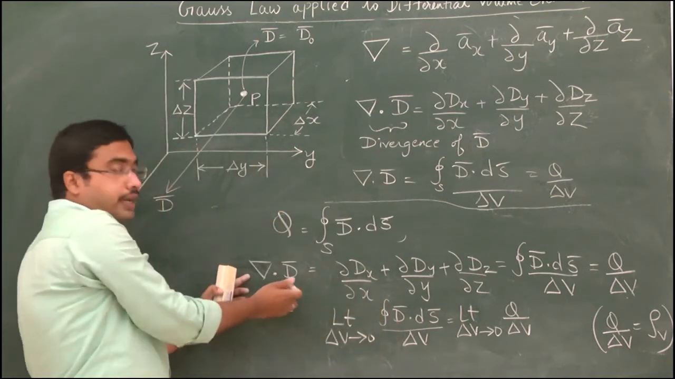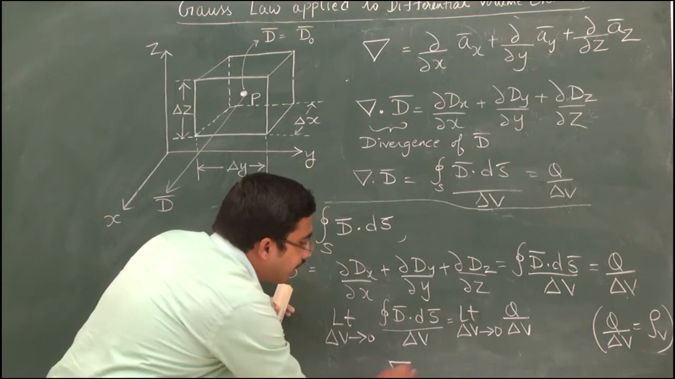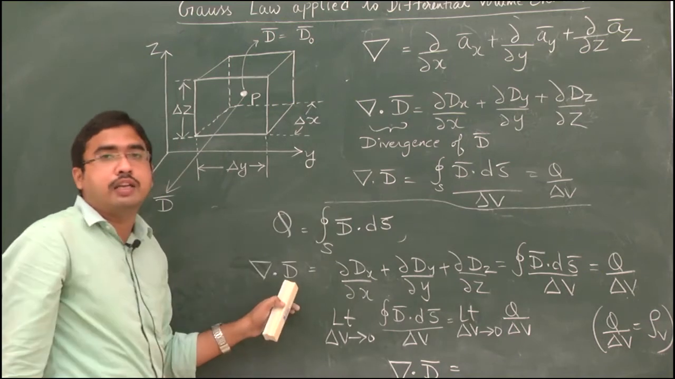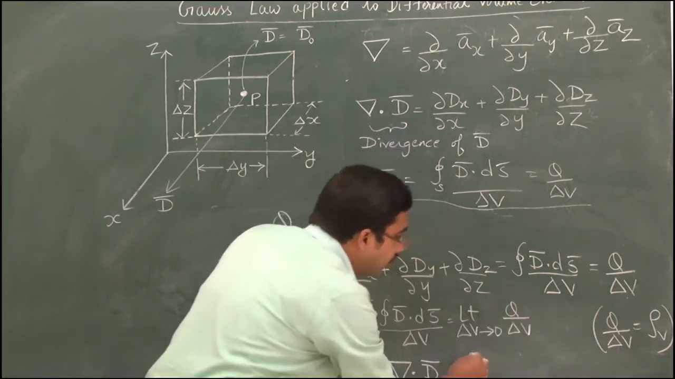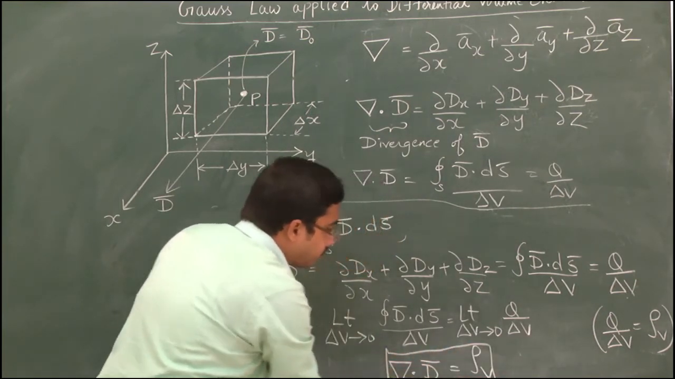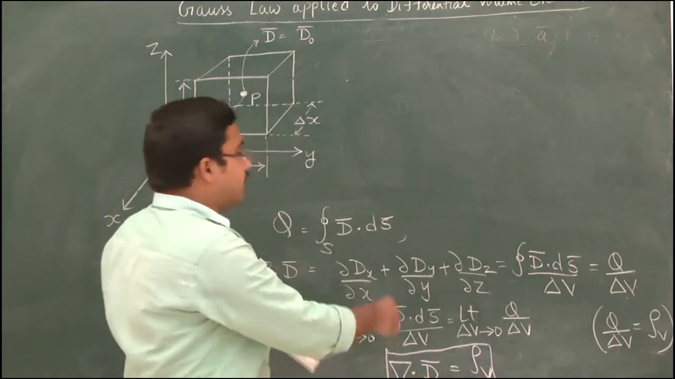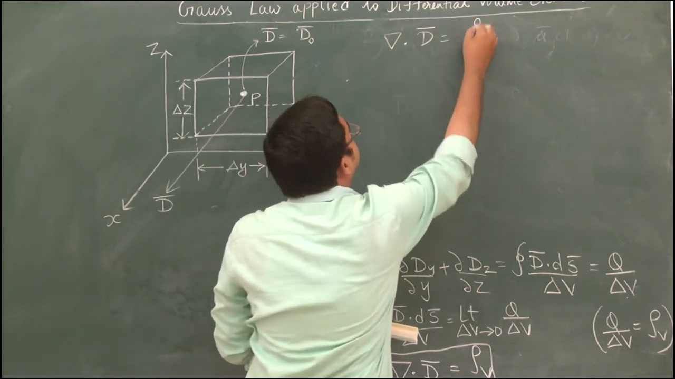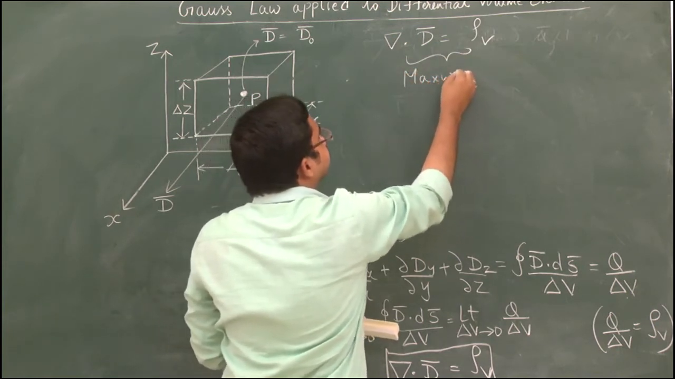Okay. And what is this integral D bar dot dS bar by delta V? That is equal to del dot D bar. So here I can write del dot D bar is equal to, and in place of this Q by delta V, I can write rho V. Okay, this is called del dot D bar is equal to rho V. So what is the final expression here? Del dot D bar is equal to rho V. This is Maxwell's first equation.